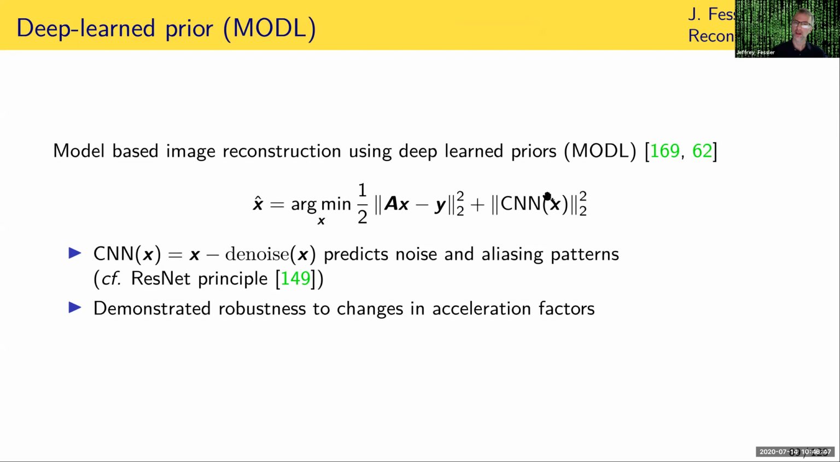So people have also explicitly put CNNs in a form of regularizer. The modal approach kind of does that, where you take the difference between X and a denoised version of X and essentially regularize that. And this approach has some benefits I'll let you read about in the references.